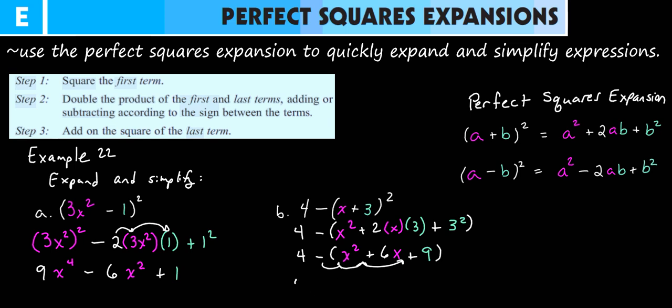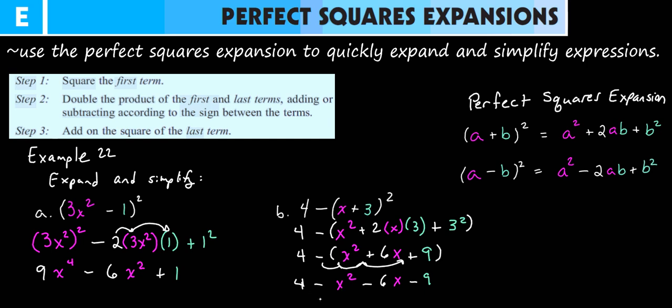So 4 minus x squared. Essentially what we're doing is we're changing all the signs inside. So 4 minus x squared minus 6x plus minus 9. Okay. Let's take this first term and the last term and put those together. So 4 minus 9, that's minus 5.